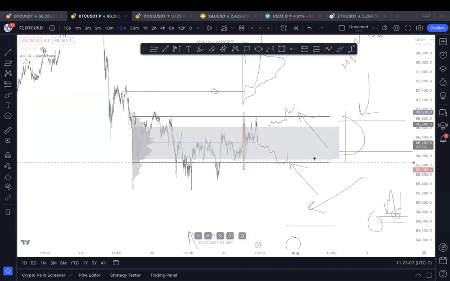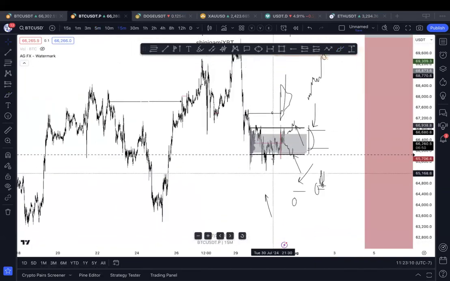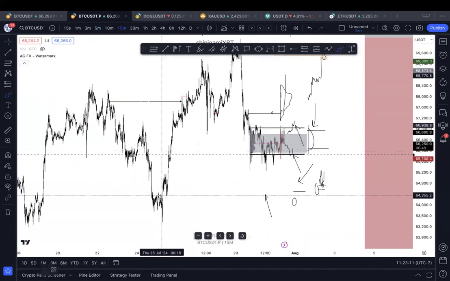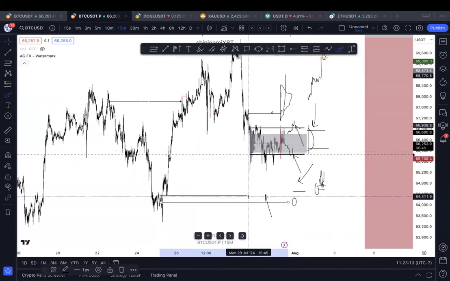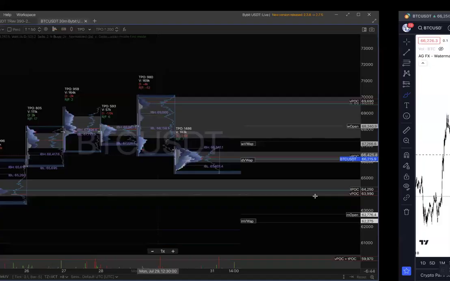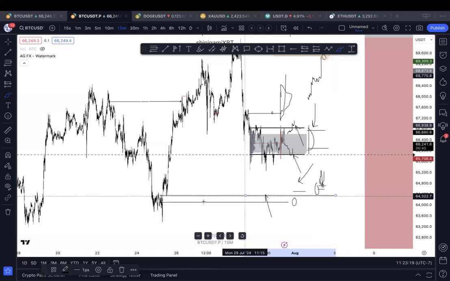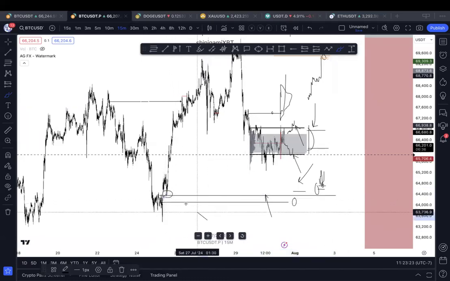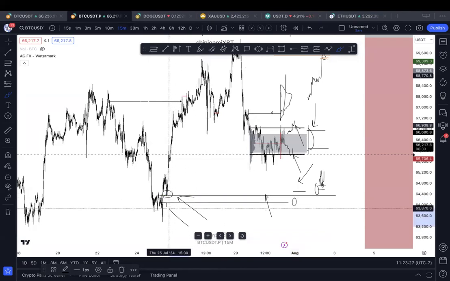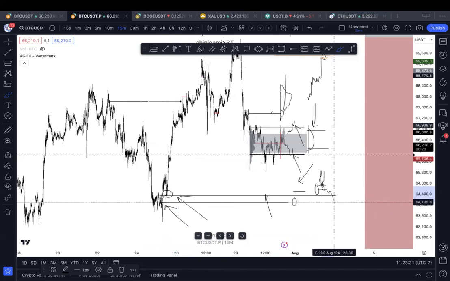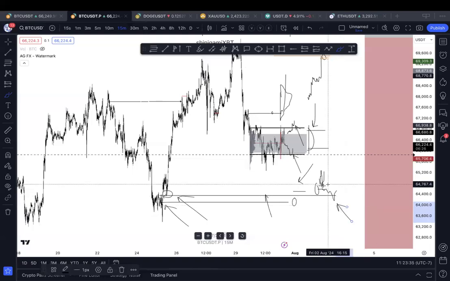And the other long setup that I was potentially looking for was around here, around the NPOC level that I was showing you guys. I think I could show you 64,300. Yeah, so this here can also be considered an internal liquidity and inducement. We do have an FVG that's sitting below just that low. So if you come down here, take that low, and tap into the NPOC that's sitting here, that is also a long setup that you can take.